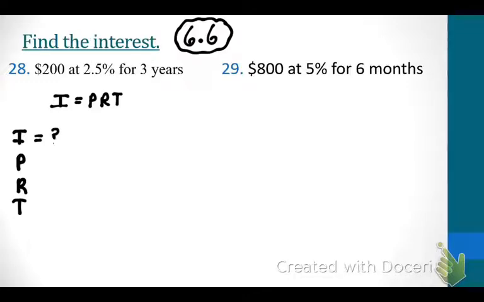So I'm just going to put a question mark. P. Do you guys remember what that P stands for? Principal. The principal is the starting dollar amount that you have. Does it tell us the starting dollar amount? Yes. What is it? $200. Write that down.